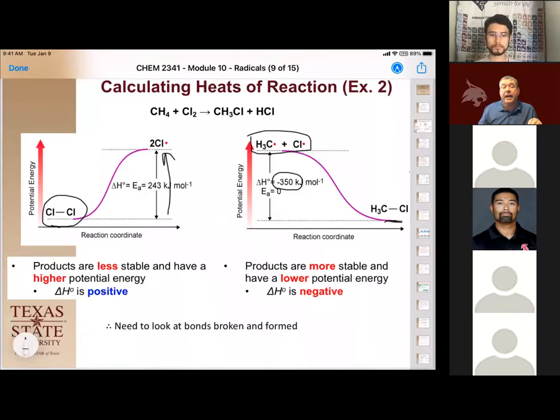So just like when we had an endothermic or an endergonic reaction, if the products are higher than the reactants, then the delta H is positive and the products are less stable and have a higher potential energy. Now, when the products are lower in energy than the starting materials, then delta H is negative and we've given off heat in the system. Okay, and the products are more stable than the reactants and we've given off heat.